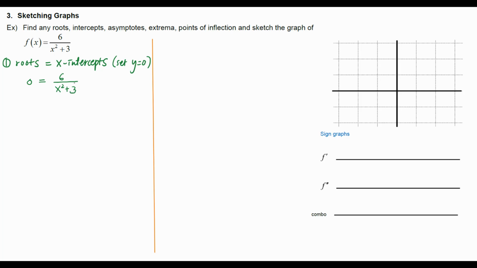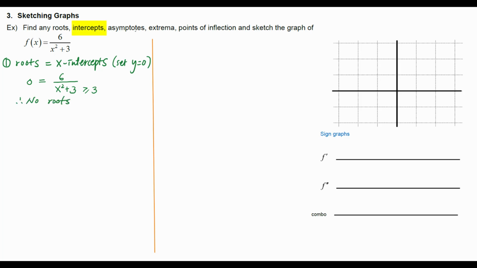Any fraction is 0 when the numerator is 0 and the denominator is not 0. You notice that x squared plus 3 is always greater than or equal to 3, so it cannot be 0. So this quantity is never undefined and cannot be 0 since your numerator is always 6. Therefore, this function does not have any x-intercepts. So therefore, there are no roots.